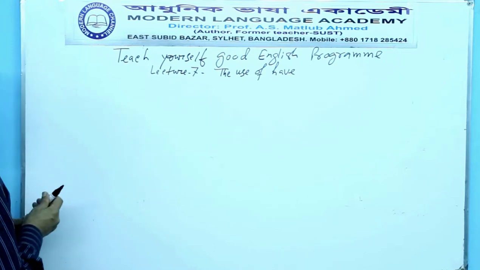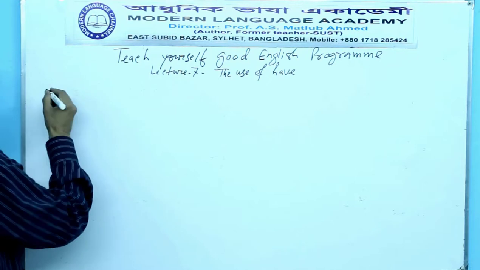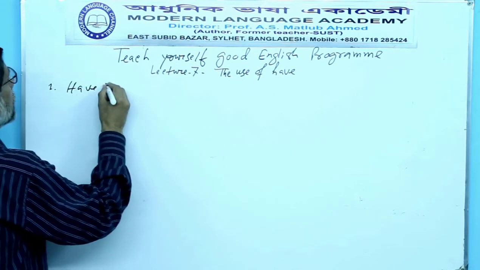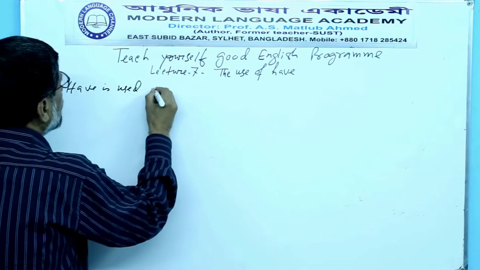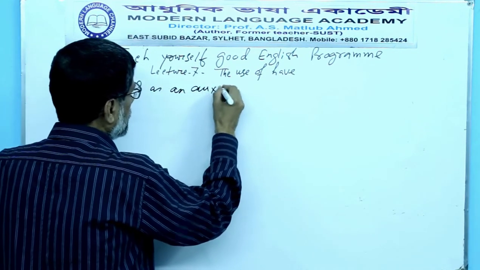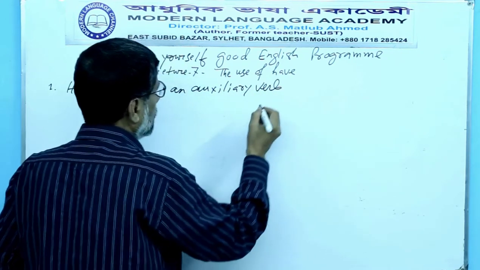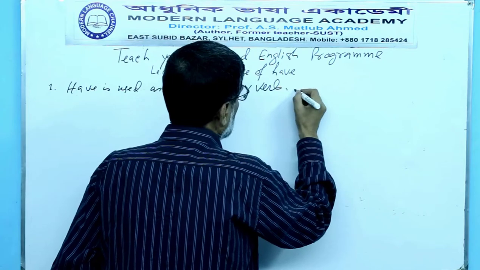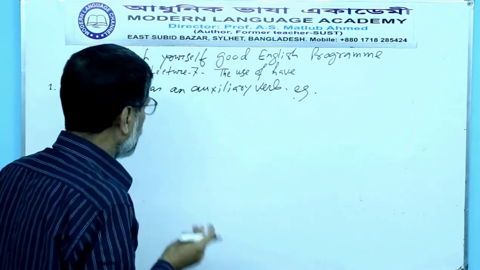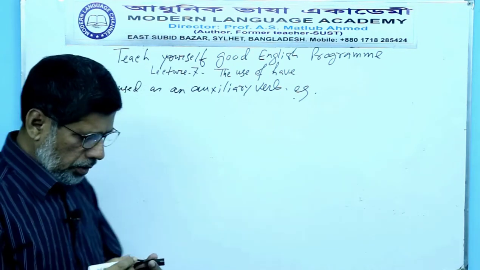First look, number one, have is used as an auxiliary verb. We know this is frequently used in our writing, reading and speaking everywhere. Just listen to your dialogue.